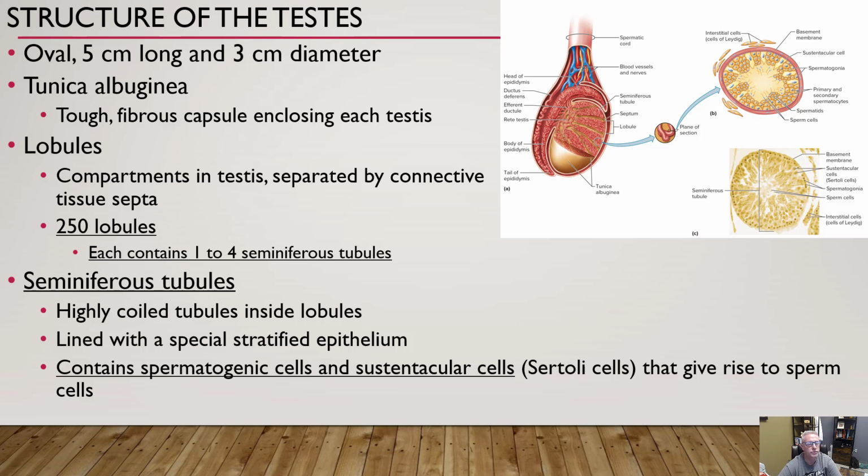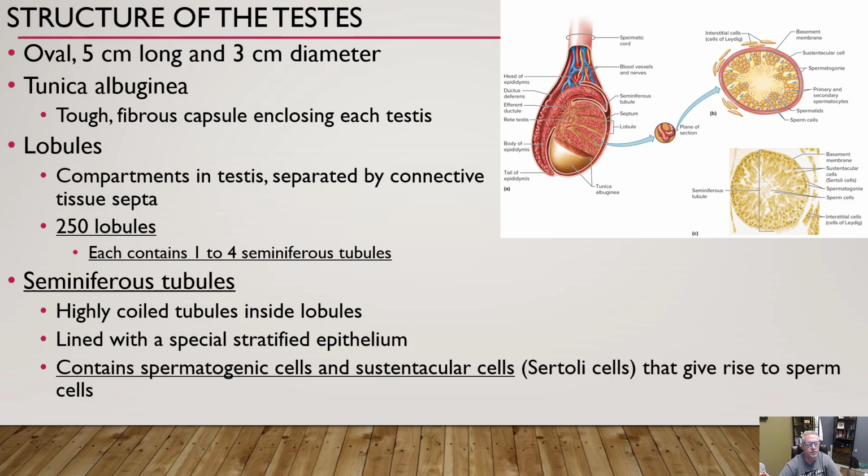But first, the structure of the testes. They are about 5 centimeters long, 3 centimeters in diameter, and surrounded by a tunica albuginea. Most people say albuginea. It's a tough fibrous capsule that encloses each of the testes. The testes can be divided into lobes, about 250 lobes in each testis. They're just compartments separated by connective tissue.